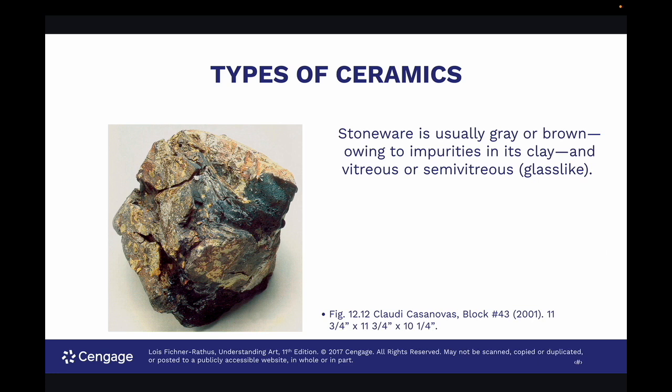This is an example of stoneware. It is a sculpture, just titled Block Number 43. It's usually, the clay is usually gray or brown. It has some more impurities in it, just things from the earth that the clay has collected as it's traveled and settled into the earth.